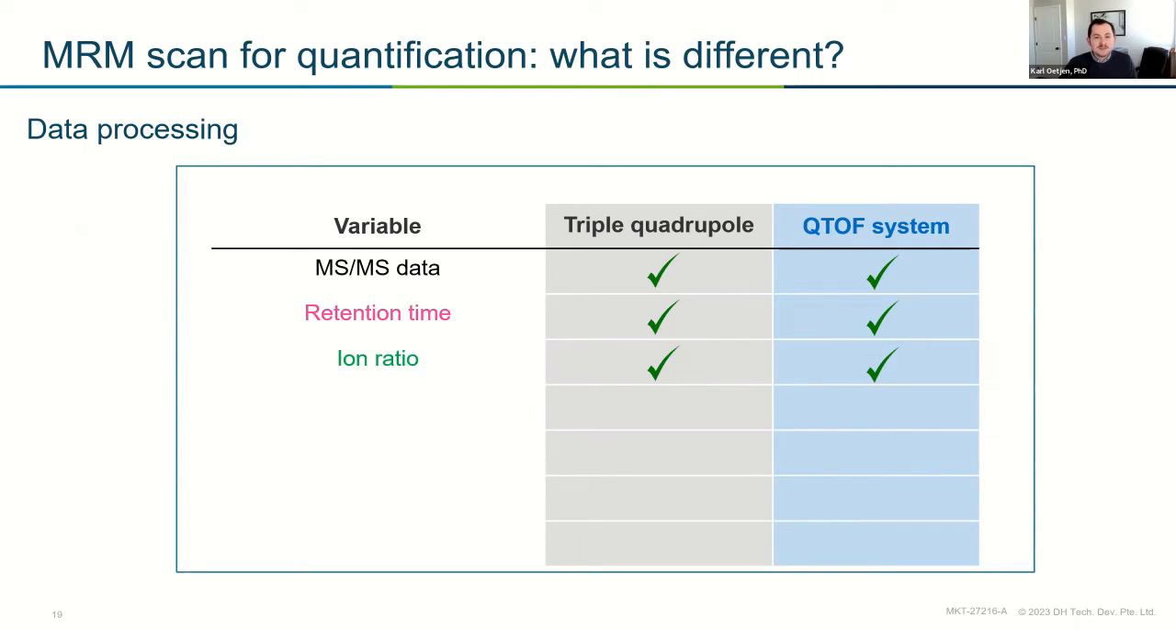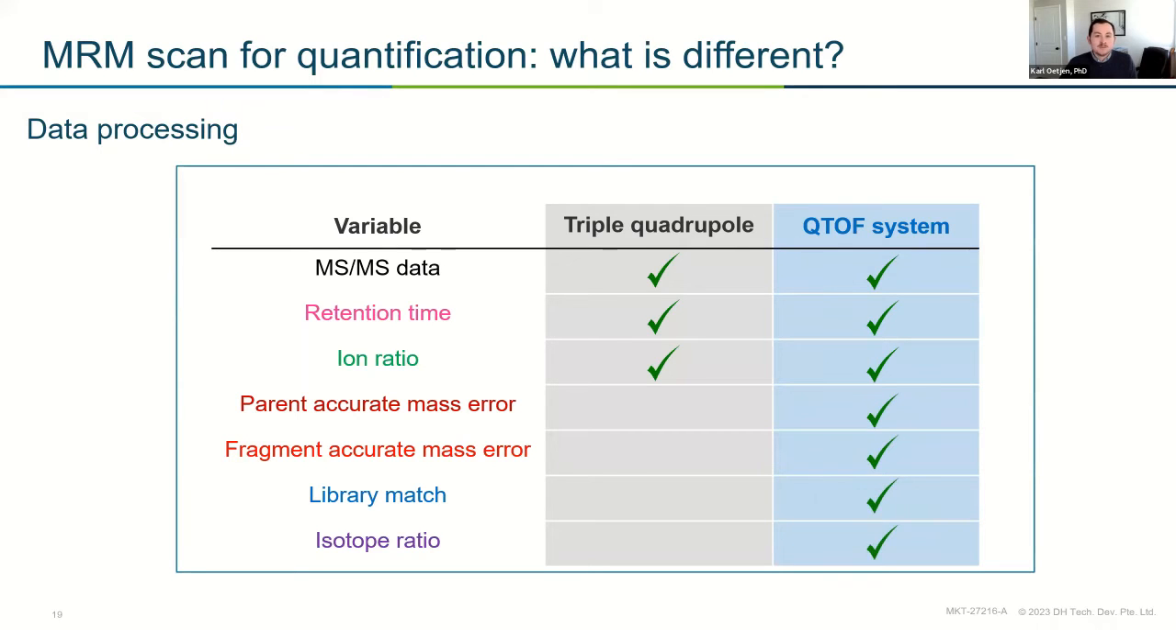With a nominal mass instrument, that's where you're at. Unfortunately, you'd have to use some sort of orthogonal approach to try to figure out, is this truly a positive or is this just a false positive? There's not a whole lot more data you can use to be confident, compared to an accurate mass system where, without having to do anything, you have all of this other evidence.